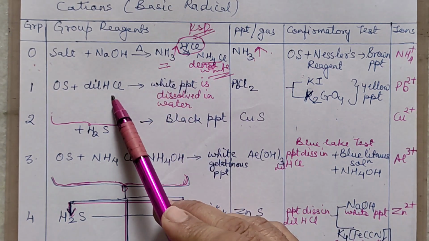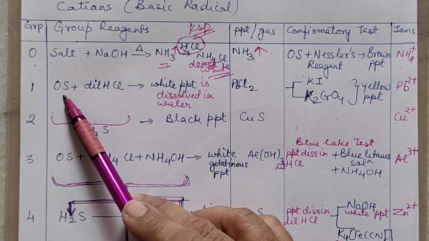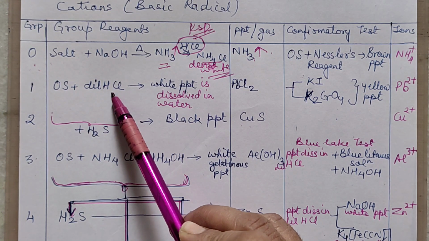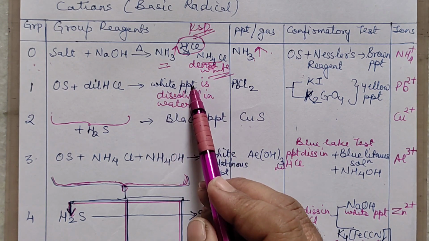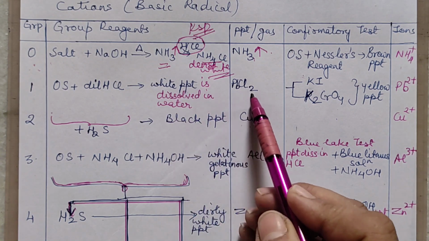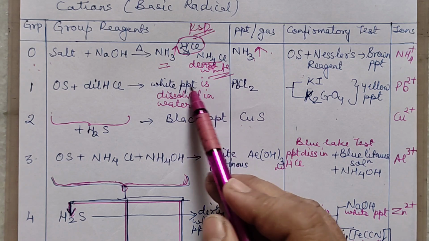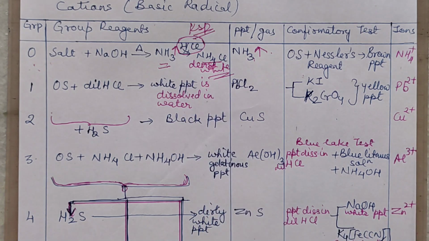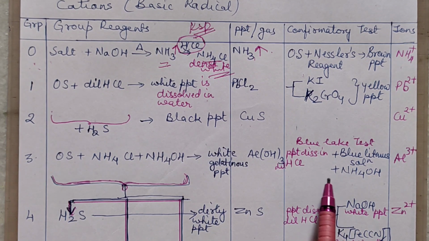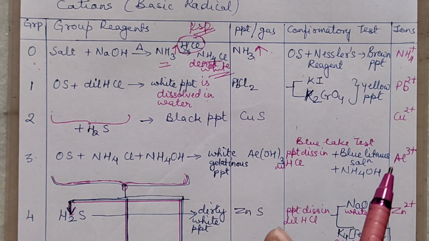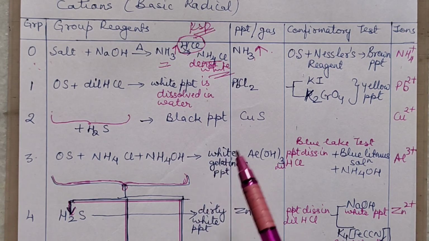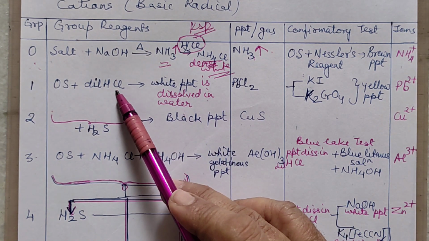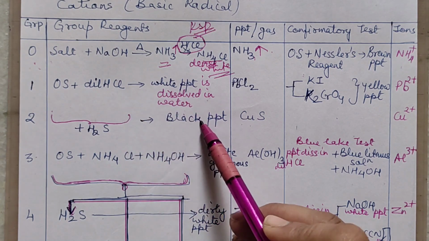Then you will proceed to group 1, which has the group reagent OS, original solution, plus dilute HCl. If it is there, you will get white PPT of PbCl2. That PPT is to be dissolved in water. Always, whatever PPTs you get, you have to dissolve in a suitable solvent so that you get a solution, and with that you perform the confirmatory test. So the PPT here is dissolved in water. You are getting PPT with HCl, so you will not dissolve the PPT in HCl.